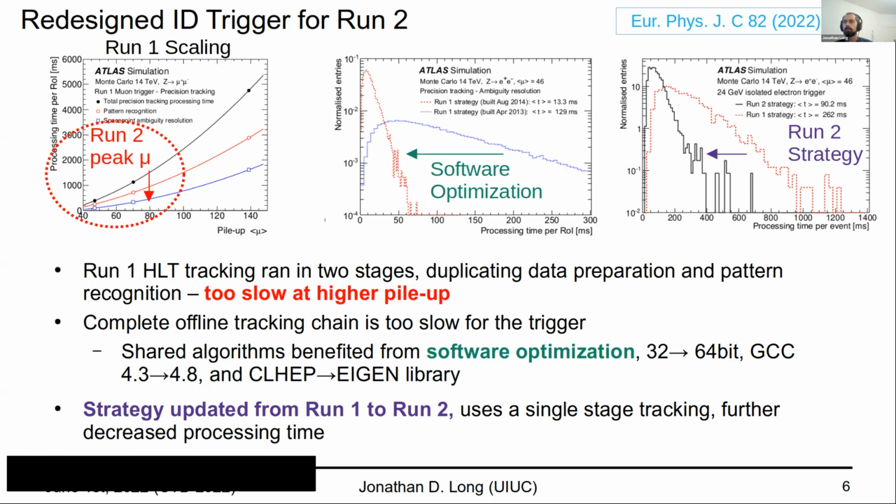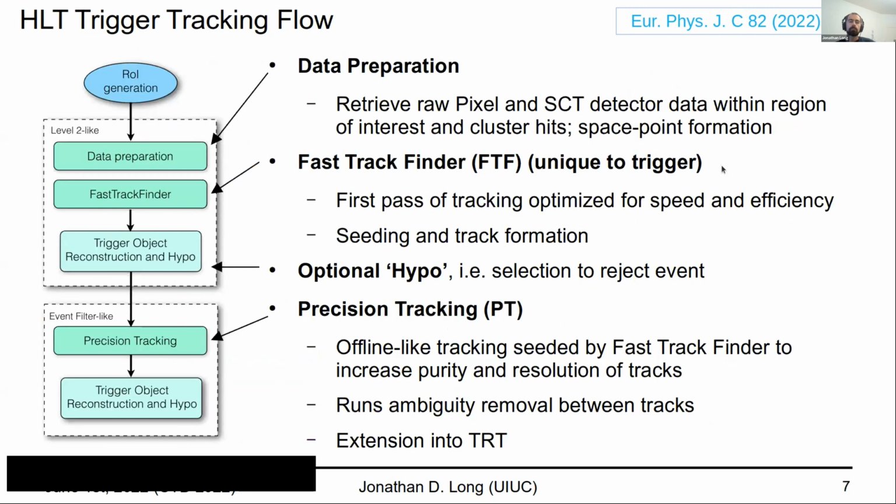And in the top right, you see the reduction in processing time for that. That's not quite a factor of 3 on average compared to the Run-1 strategy. So altogether, a lot of nice improvements in terms of processing time. Now I just want to walk you through how we run the tracking.